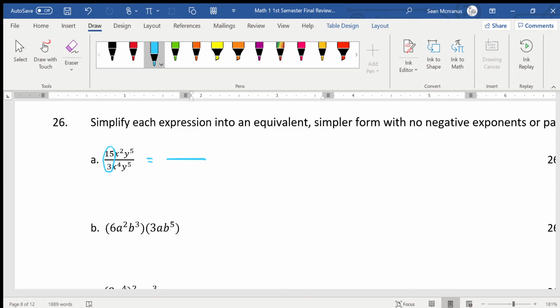But I don't subtract the numbers. I'm not going to end up with 12. I'm still going to divide the numbers normally. So 15 over 3 is 5. Right? Then I'm going to look at the next part. X squared on top, x to the 4th on the bottom. That's going to leave me 2 x's on the bottom. And then I have y to the 5th on the top and the bottom. Those things are going to reduce down to 1, right? The same thing on the top and the bottom is a 1. So this is my final answer right here.